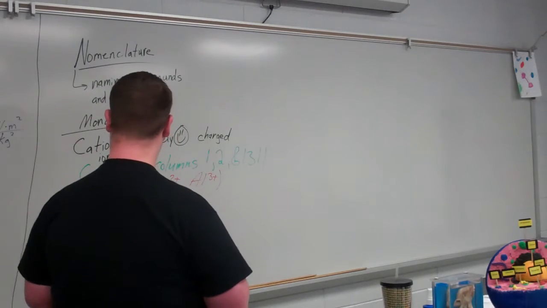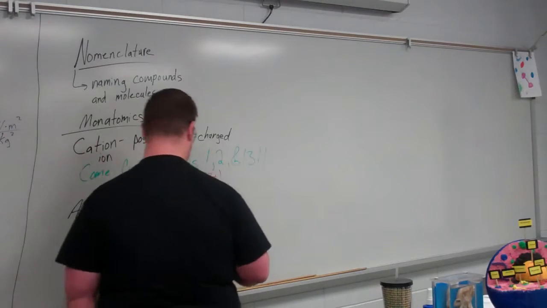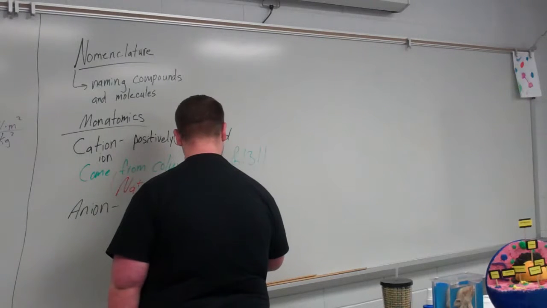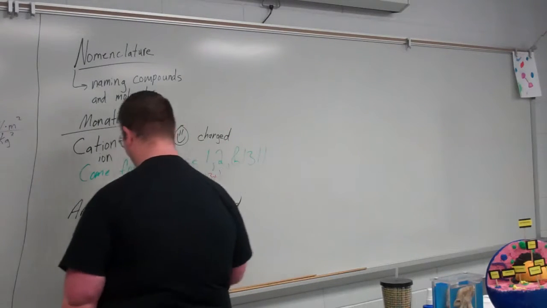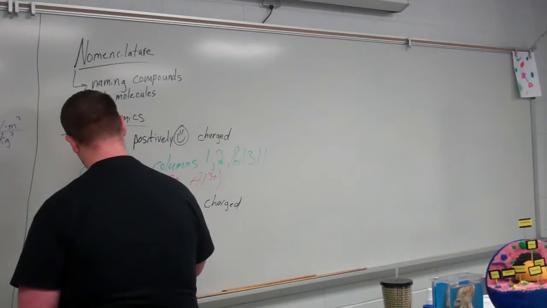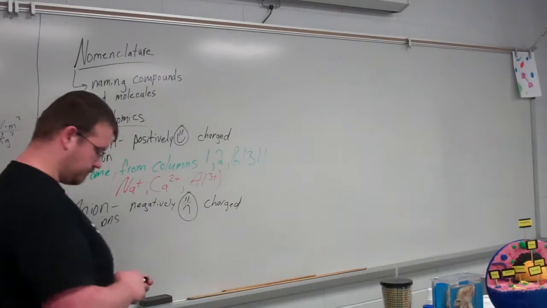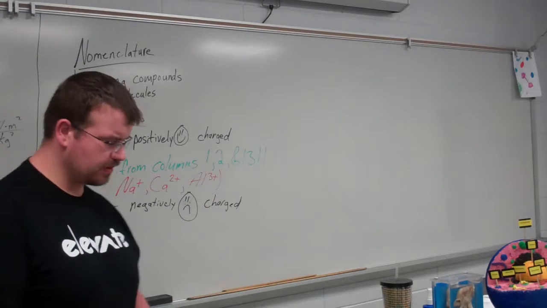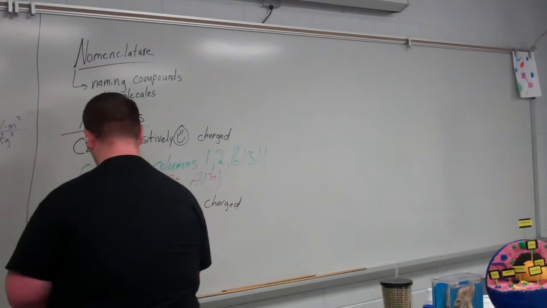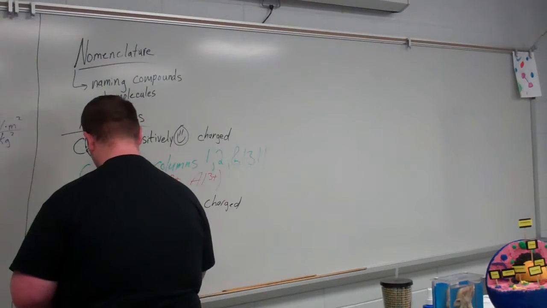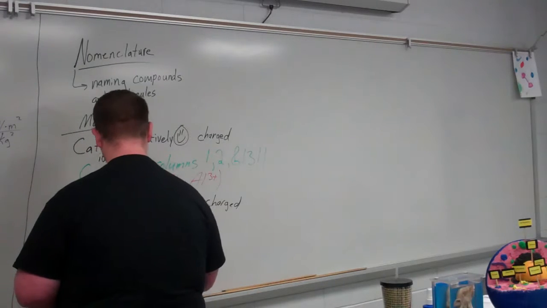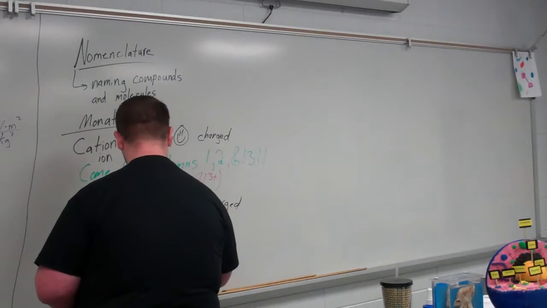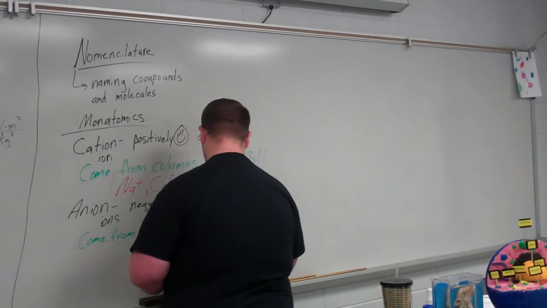Alright, anyway, negatively charged ions, just like before, come from columns 15, 16, and 17.